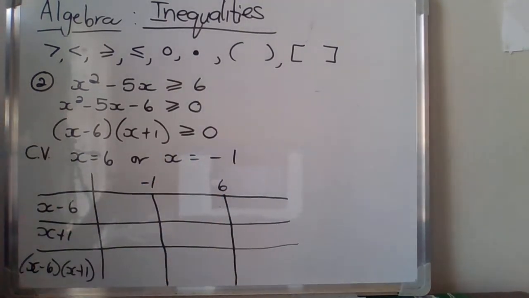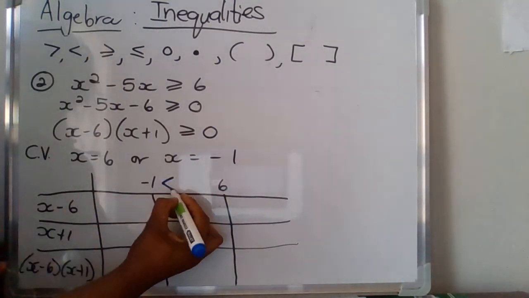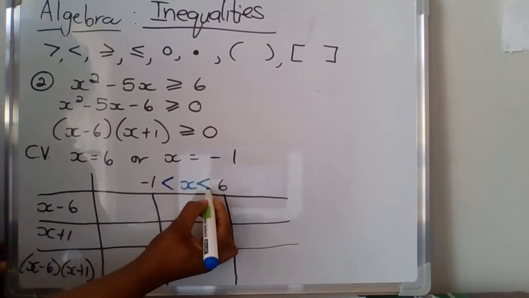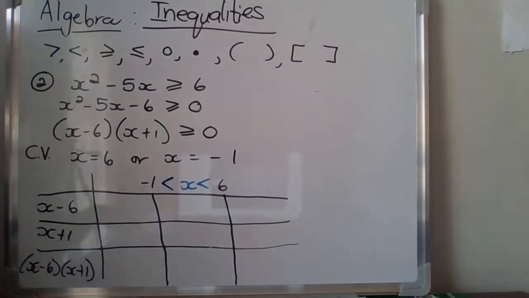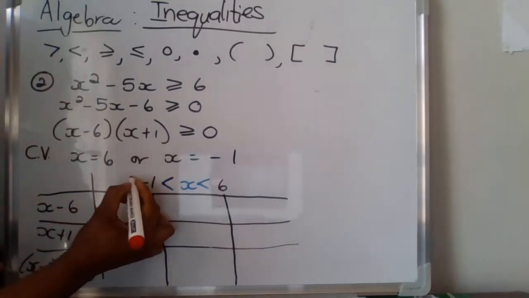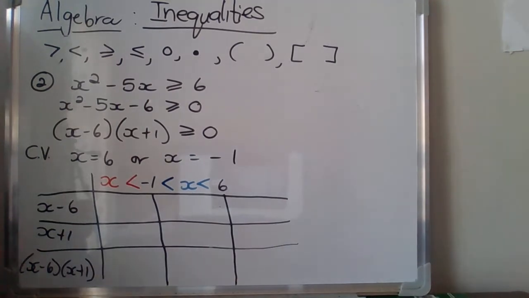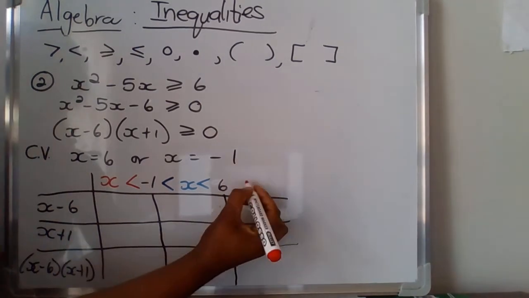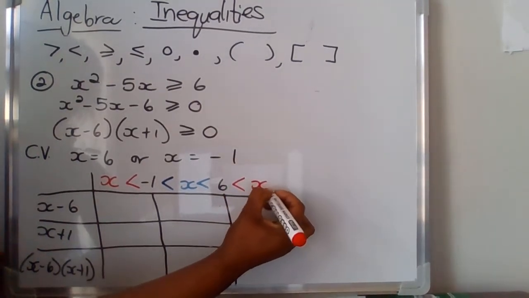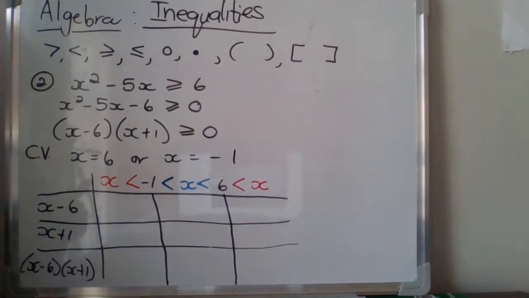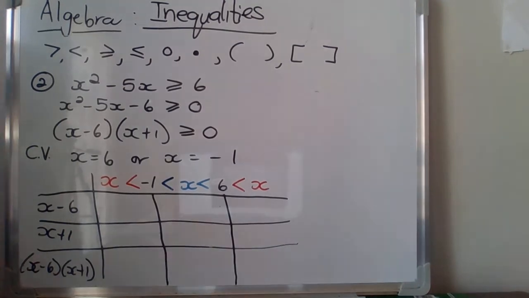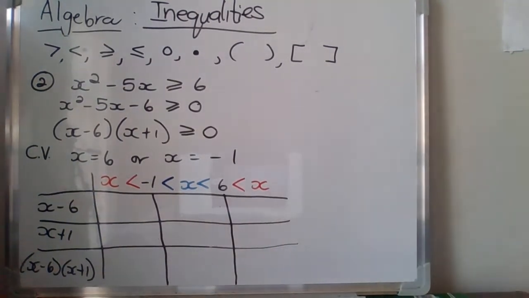So now with my signs, remember, here I'm saying x lies between -1 and 6. Then on this side, I'm saying x is less than -1. And on this side here, I'm saying x is greater than 6.